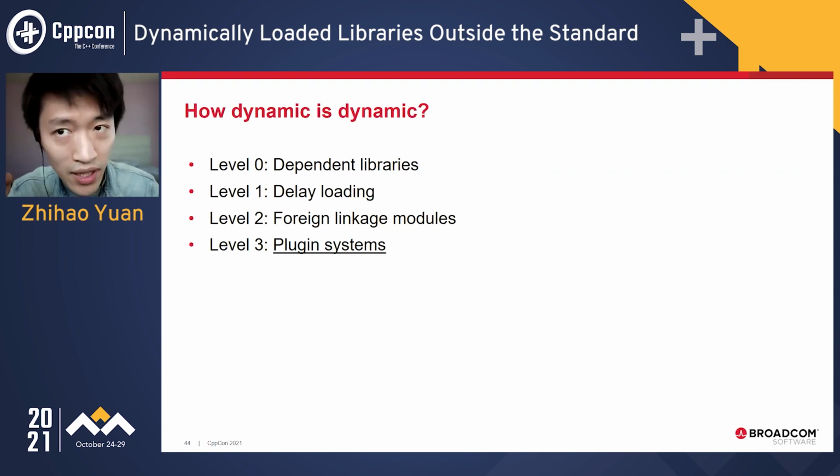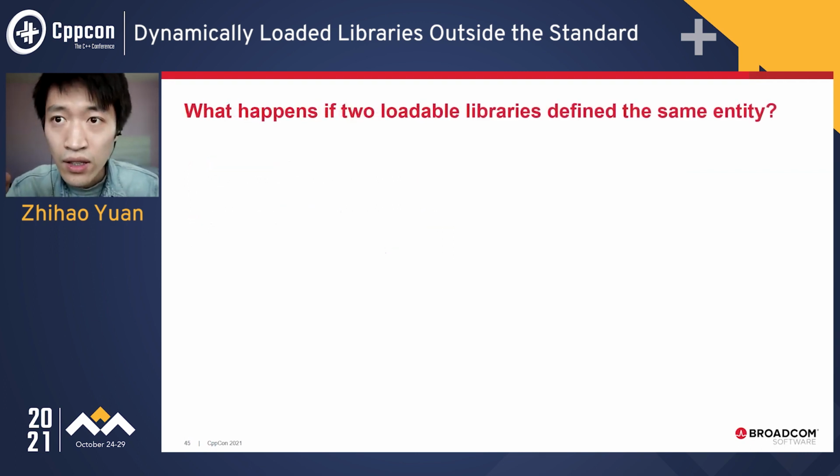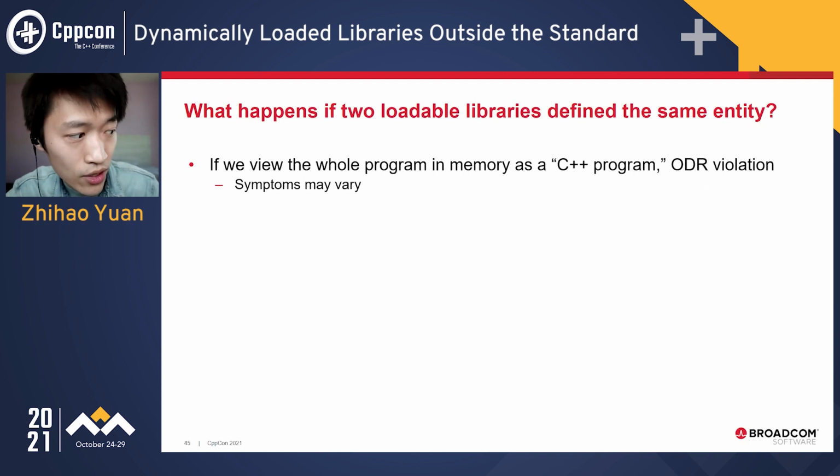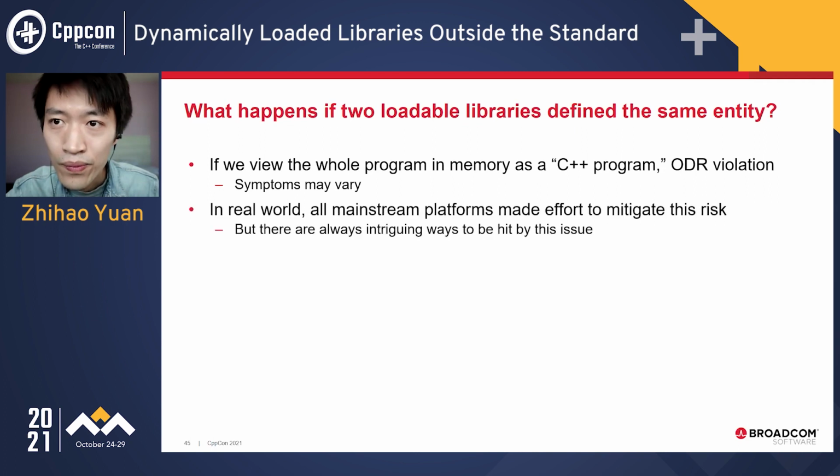Getting more dynamic: plugin systems. What happens if two loadable libraries define the same entity? Well, after loading all libraries, if we view the whole program in memory as a C++ program, that's an ODR violation, although it happens at runtime. In the real world, all mainstream platforms made efforts to mitigate the risk. But those mechanisms are mostly defensive, usually not meant for being used as a new abstraction above the language. I'm going to explain this part later.